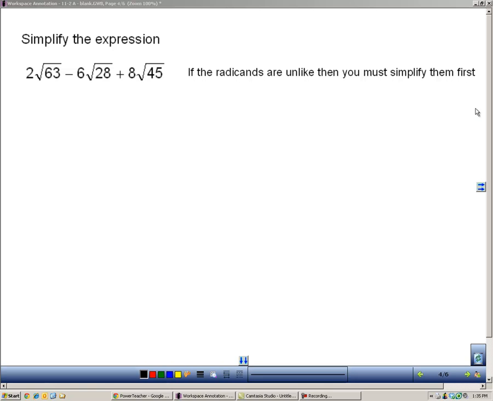Here I want to simplify this expression. I'll start by trying to simplify the radicals. Are there any perfect squares in 63? Yes. Root 9 times root 7. Square root of 9 is 3. So we'll have a 6 root 7 for that one. Are there any perfect squares in 28? Yes. 4 times 7. So root 4 times root 7. Root 4 is just a 2. So this gives me a 12 root 7.